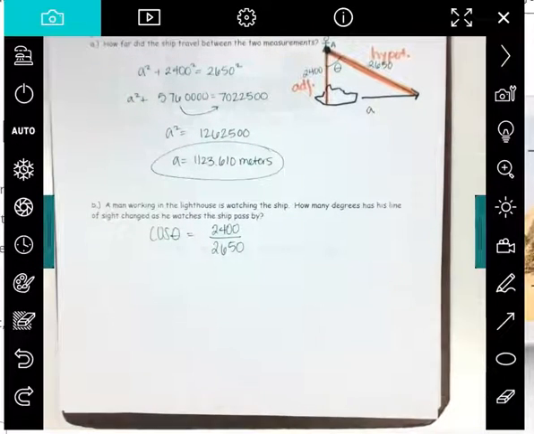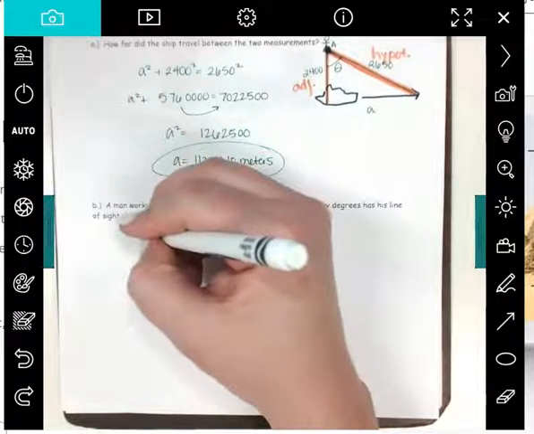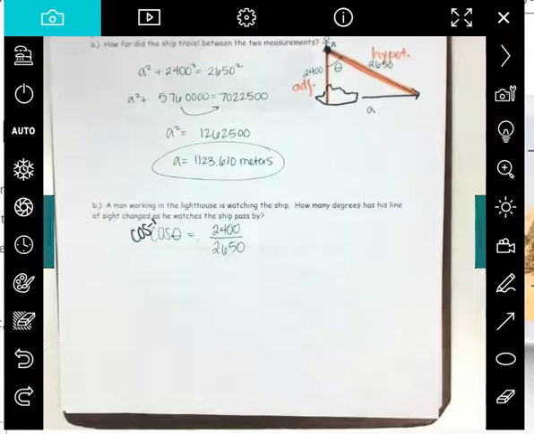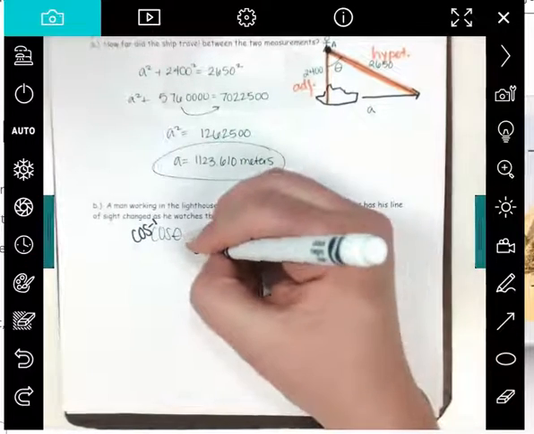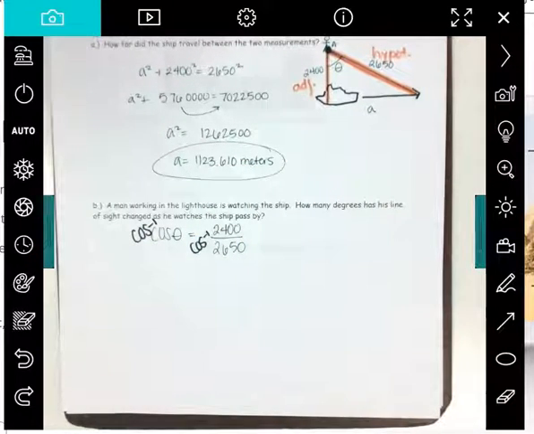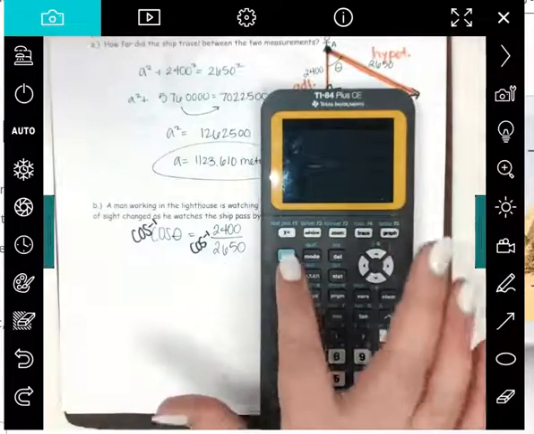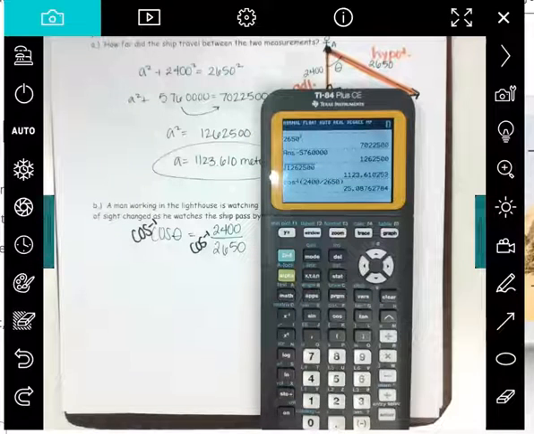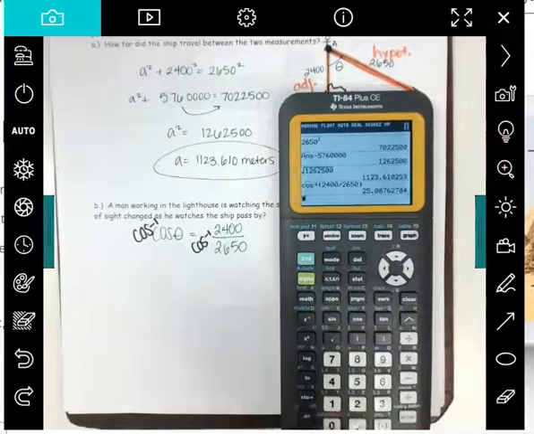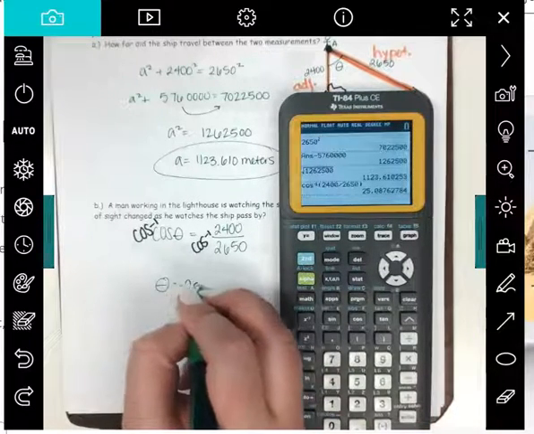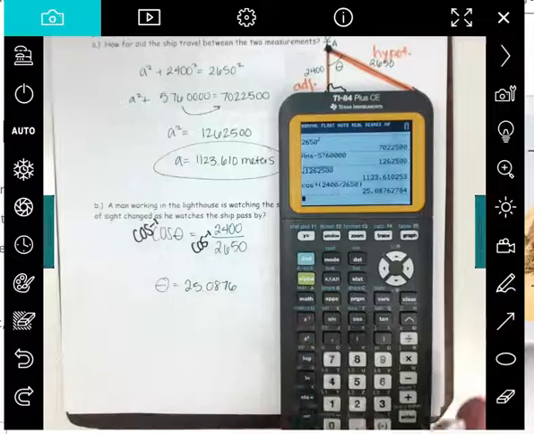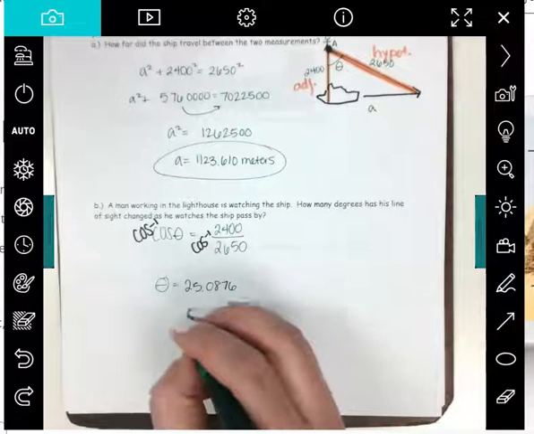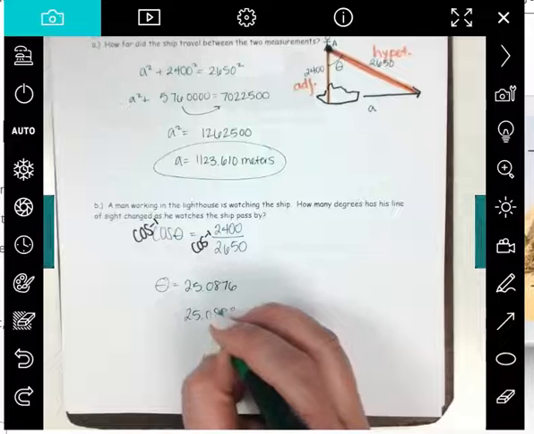And then how do I cancel out the theta to know how far theta is? Yeah, cosine to the negative 1, which is inverse cosine. If I put it on the left, I have to put it on the right as well. And then you're just typing that into your calculator. So second cosine, 2400 divided by 2650. Okay, it tells me he turned his head 25.0876 degrees. That's how far he turned his head. 25.0876. What's that going to round to? 25 degrees.